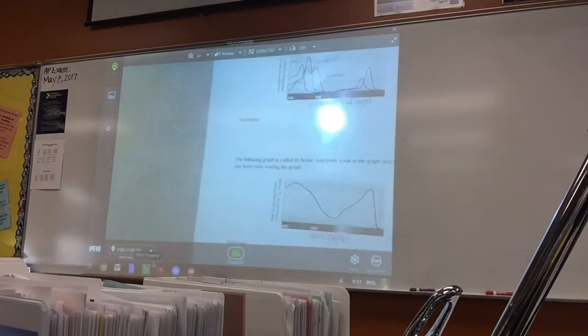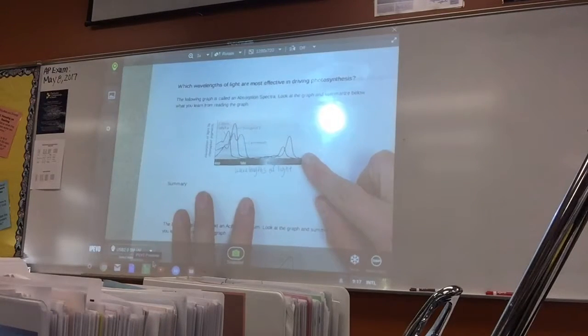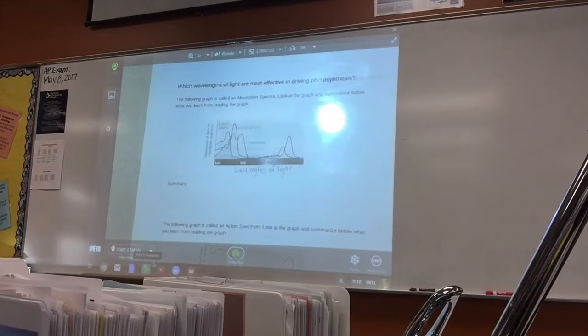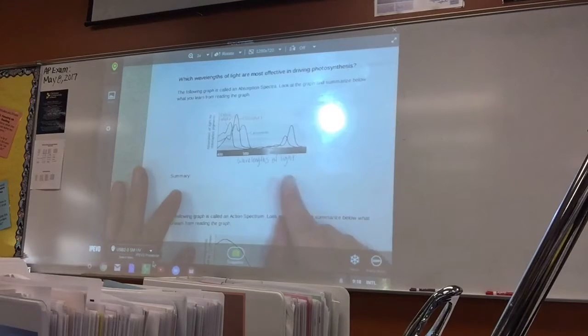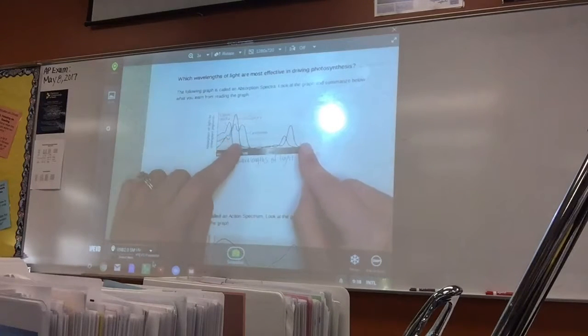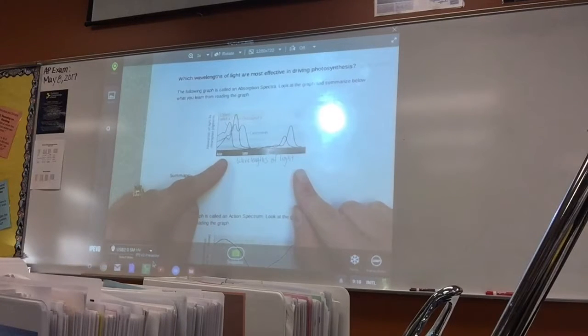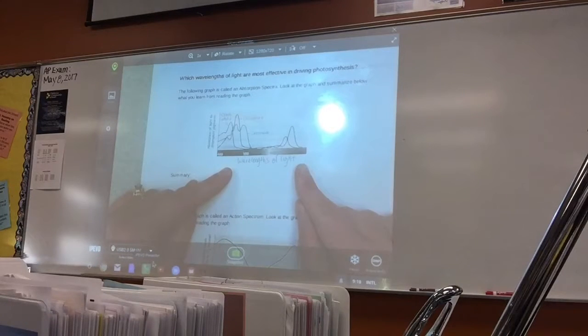So when we look at this first graph with the wavelengths of light, somebody volunteer and tell us what this graph is telling you. Megan? Chloroplasts absorb high amounts of light with wavelengths in the red and blue-violet regions.